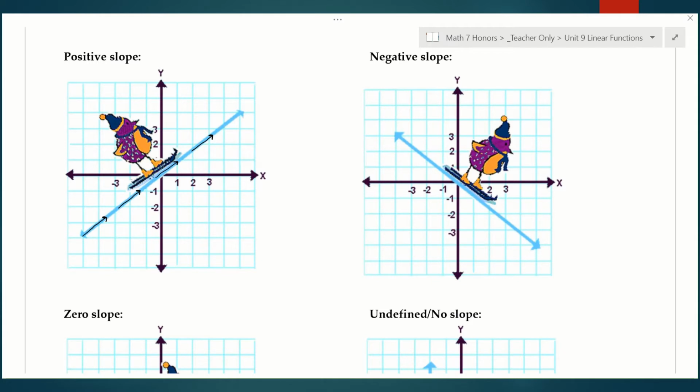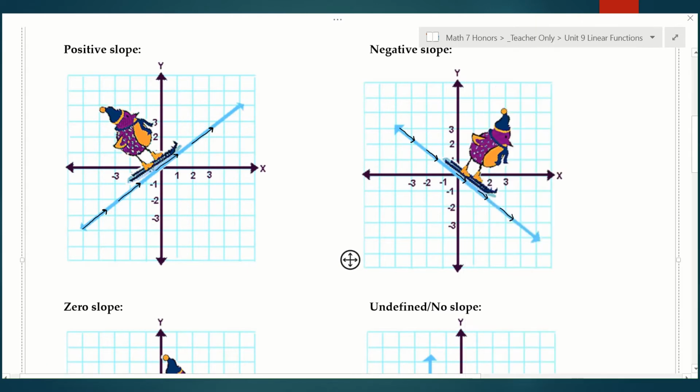So if your line is increasing, we consider that to be a positive slope because you're going up from left to right. For a negative slope, again, if you're reading it left to right, you can see that your line is decreasing. Okay, so that implies that it's negative. It's going down from left to right.